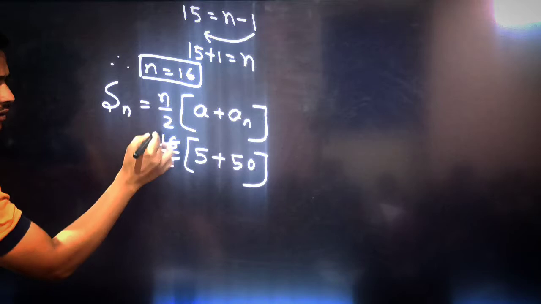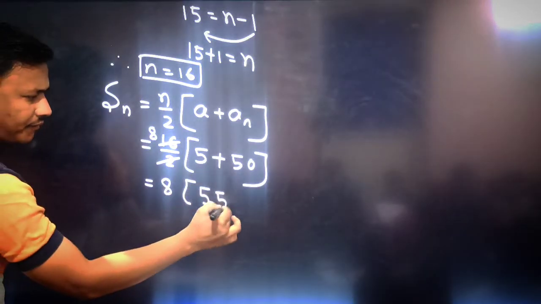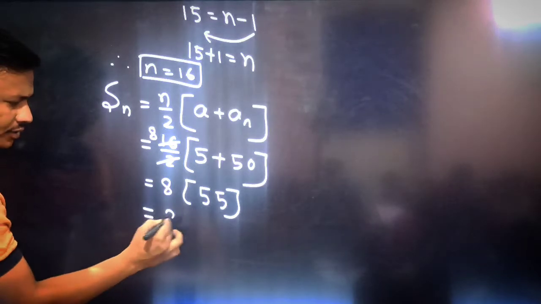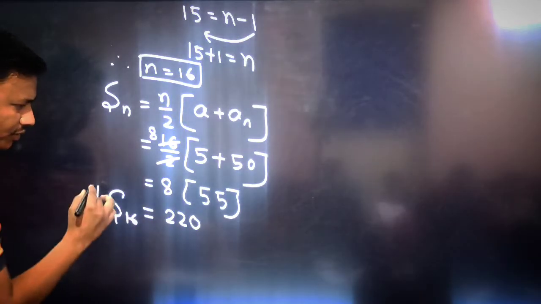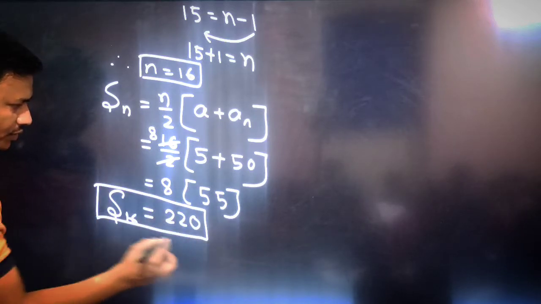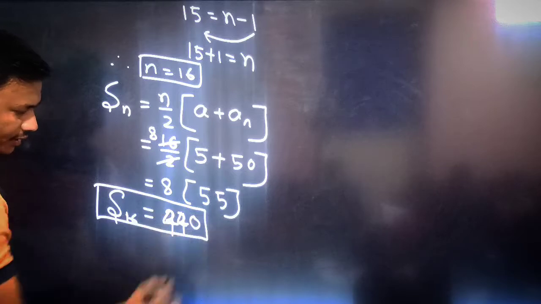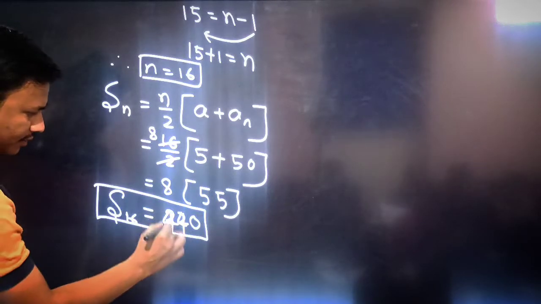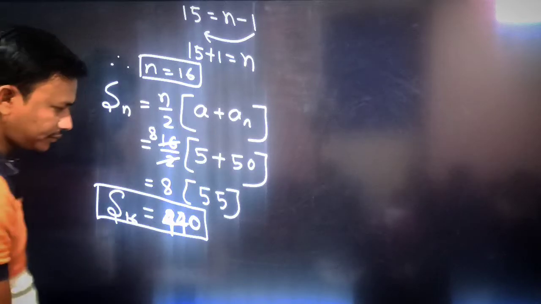2 ones are 2, 8 twos are 16. 8 in bracket 55. Okay, what will be the answer? 440. Correct? 440. Right.